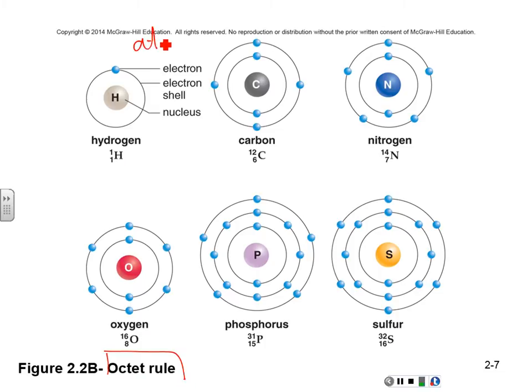Okay, let's look at this octet rule, but before we do that, let's look at the structure of atoms, right? So these are all atoms. So here is hydrogen. It has a mass of 1, and it has an atomic number of 1. So atomic number means protons, so it has 1 proton. That means it has 1 electron, and the mass right here is 1.